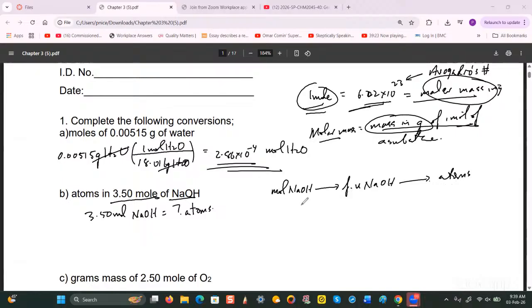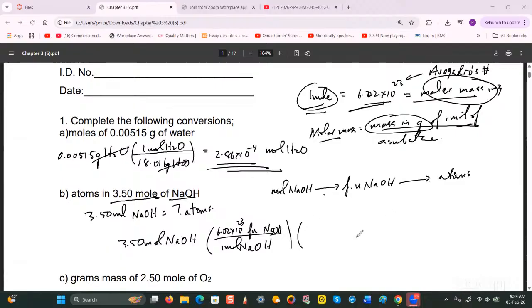So the way we're going to do that, firstly, let me say that this transformation here would require 2 conversion factors, one for the first step and the other for the second step, all right? So 3.50 moles of the sodium hydroxide we're going to start off with, and to get the formula units, that's where Avogadro's number comes in, right? So we're going to put 1 mole of sodium hydroxide below, and above I'm going to put 6.02 times 10 to the 23 formula units of sodium hydroxide, all right?